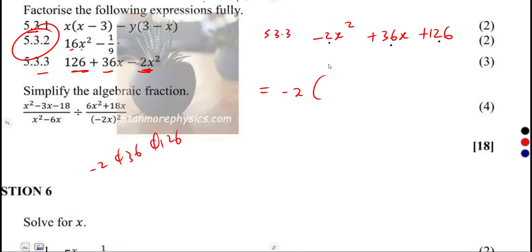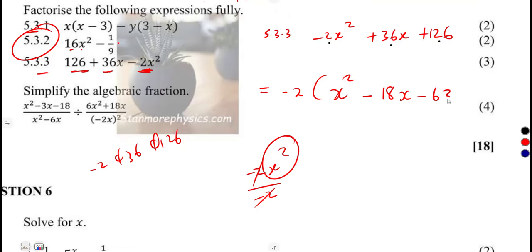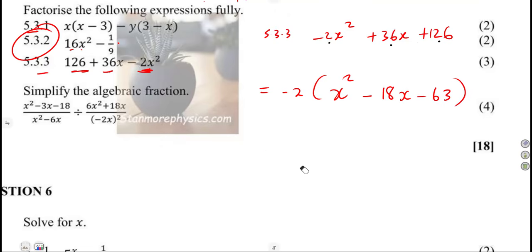126. So this is going to give us negative 2 to negative 2. That is going to be a positive. This cancels, you remain with x squared. 36 to negative 2, that's a negative. 36 divided by 2, that's 18, 18x. All right, 126 divided by negative 2, that is going to give us a negative again, and that's negative what? 63. So this is positive to a negative. 126 over negative 2. So it's positive to a negative. It's going to give us a negative. So that's negative what? 63.